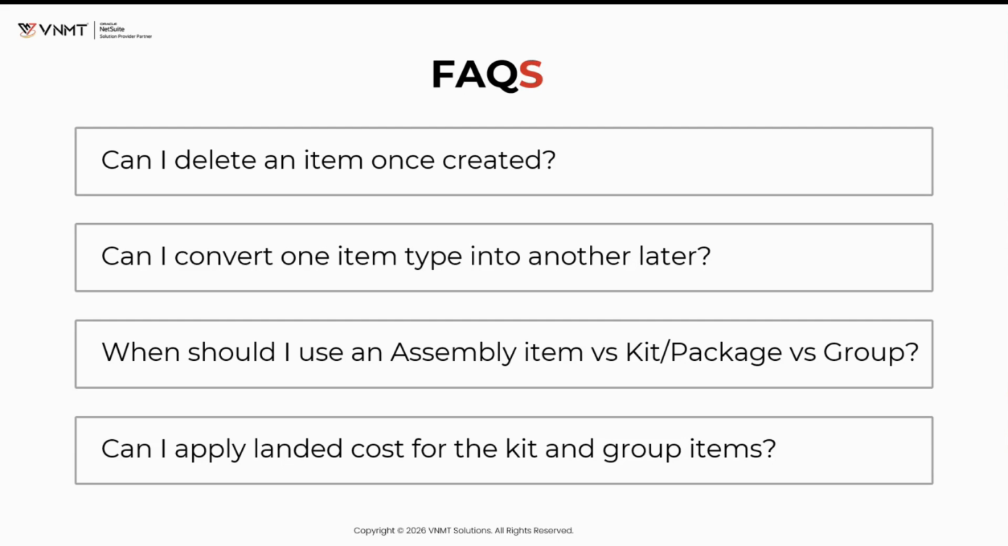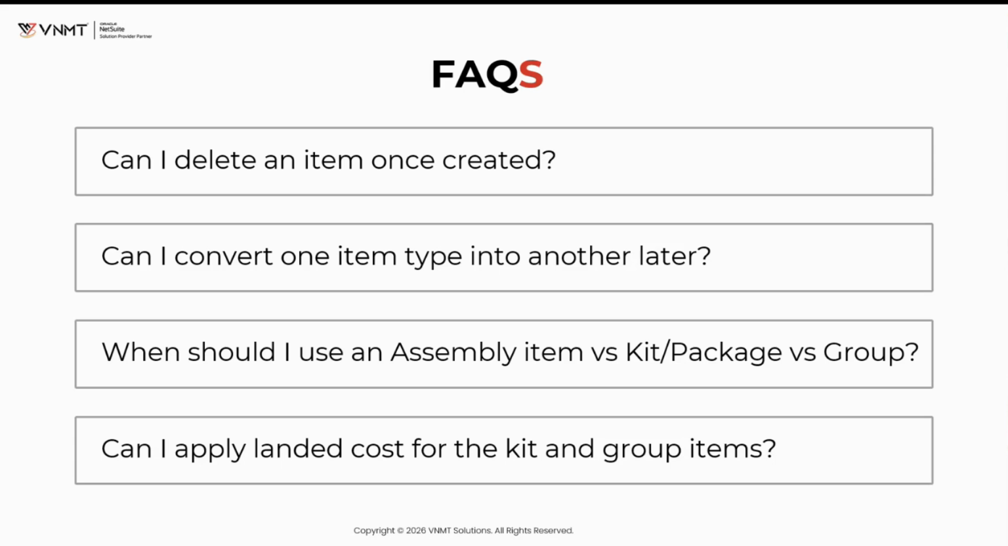But the next up is group items. So this is pretty much in case you have multiple items that are sold together almost always, and you want to create a group for that. And in that scenario, it helps your sales team to add in all the items in one go using a group item. Next up, can I apply a landed cost for the kit or group items?